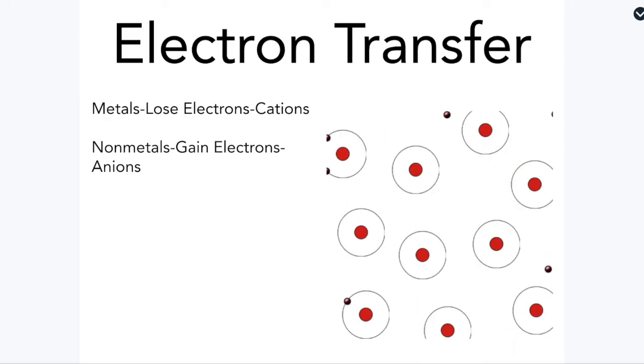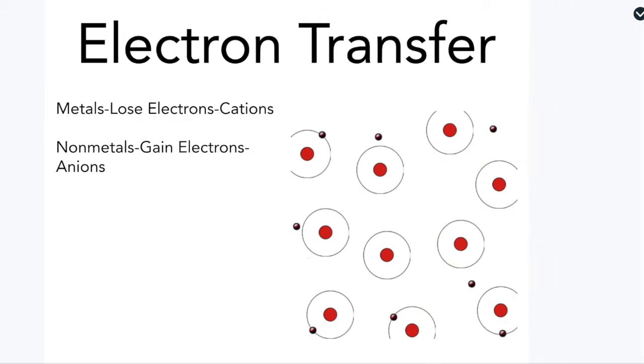We know that metals lose electrons and become cations, or positively charged ions, because a neutral atom losing a negative charge results in a positive charge, because now there are more protons than electrons. Nonmetals, on the other hand, gain electrons, develop a negative charge, and become anions. So a neutral atom gains an electron, and now it has more negative charges than positive charges because it has more electrons than protons, and it becomes a negatively charged anion. So that's our basic premise, this idea of electron transfer.